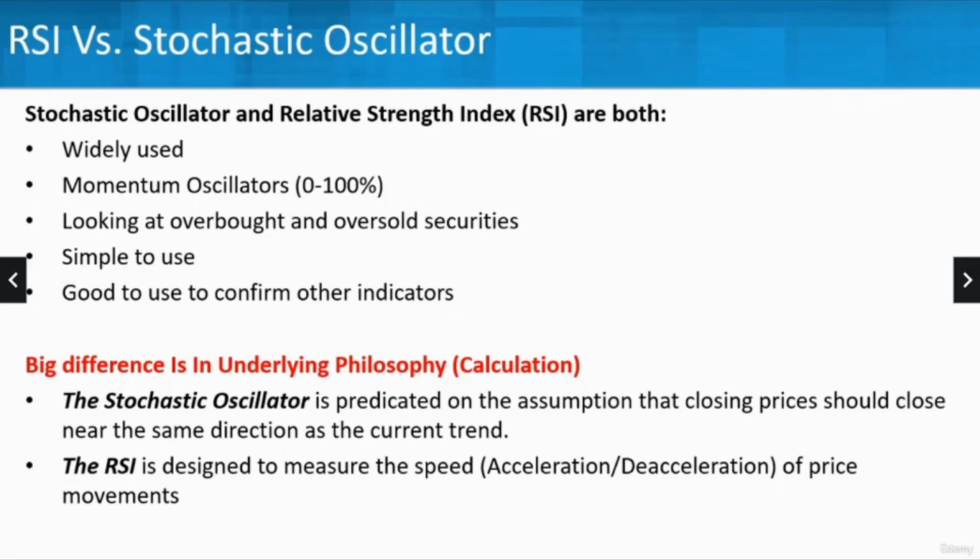So if you've got an uptrend, you should have uptrending closing prices, and that close should kind of close near that same direction or in that trend. So it emphasizes that trend part of the closing prices. RSI is designed to measure the speed, the acceleration or deceleration of price movements. They both kind of do that a little bit, but RSI is really all about speed. That's really where it shines and where its strength lies.